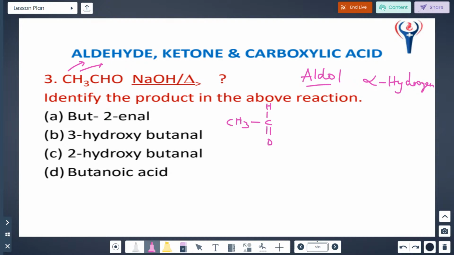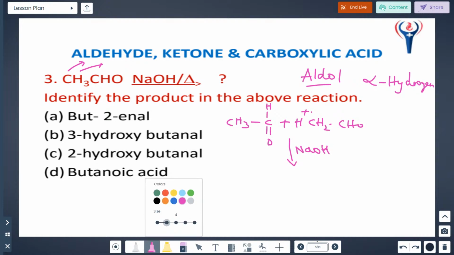So I told you, two molecules condense together. That's why it's called aldol condensation. One molecule I am writing here. Then for the other molecule, I told you it contains alpha hydrogen, so you have to split this molecule into H plus and CH2CHO minus. Are you following? This is a way to write. This is one ethanol, this is one ethanol. Two molecules are condensed together in the presence of basic medium, which is sodium hydroxide. Understood?